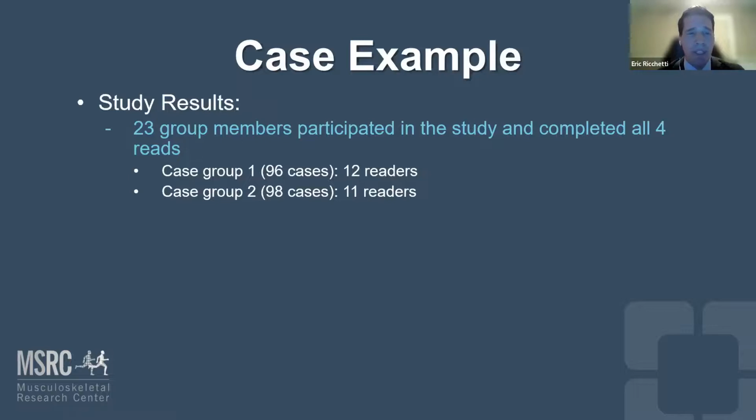I was amazed by how excited the group was to participate in this study. I was hoping we would have 5 or 10 members participate in each of the case groups, and we actually had 23 of the group members participate, 12 looking at the group 1 cases, 11 looking at the group 2 cases. All of these members completed 4 different reads of these cases.